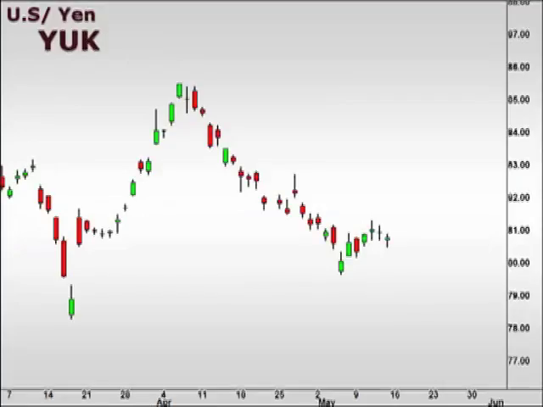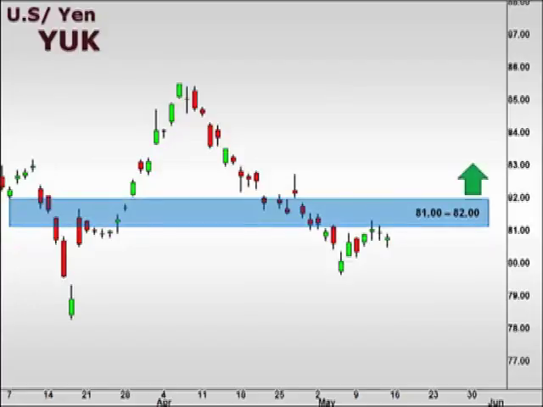Next up, the YUK, the US versus the Japanese yen. Well, the YUK retraced moderately this week, but continues to trend down until we see a break above the 81-82 focal zone. The path of least resistance is towards the 78 level.